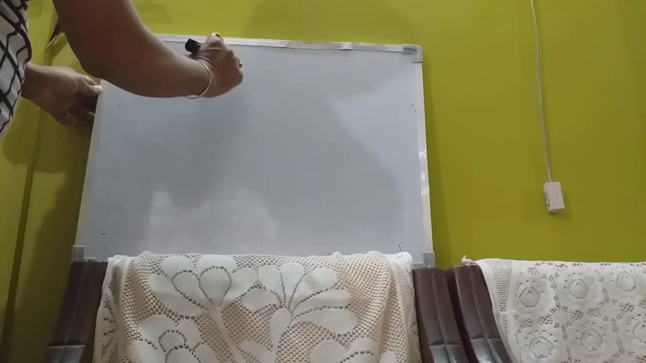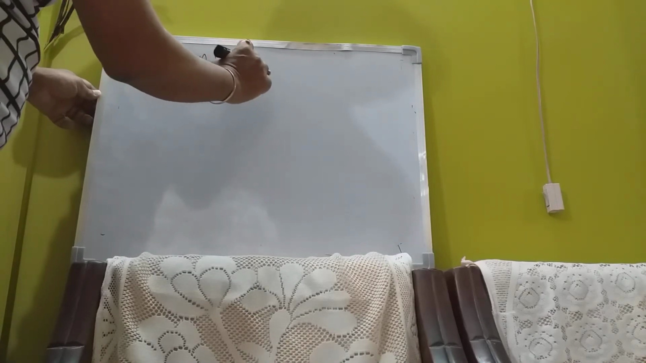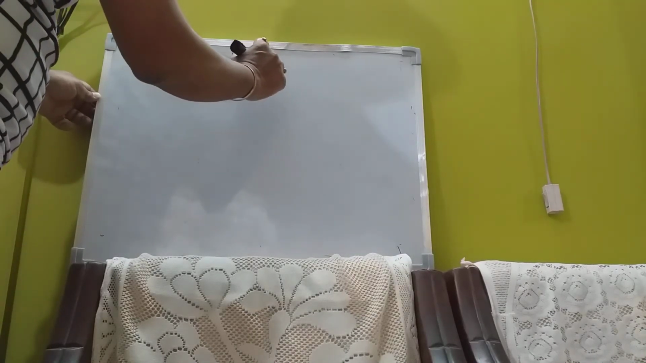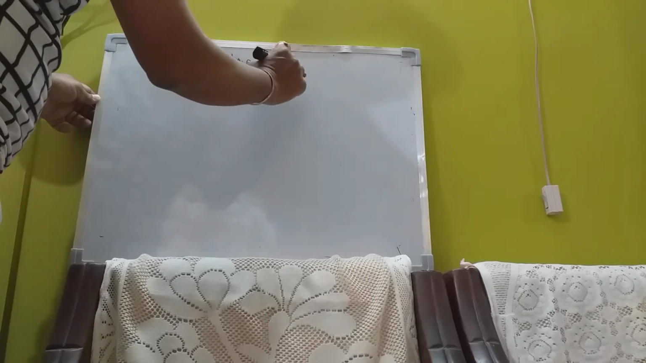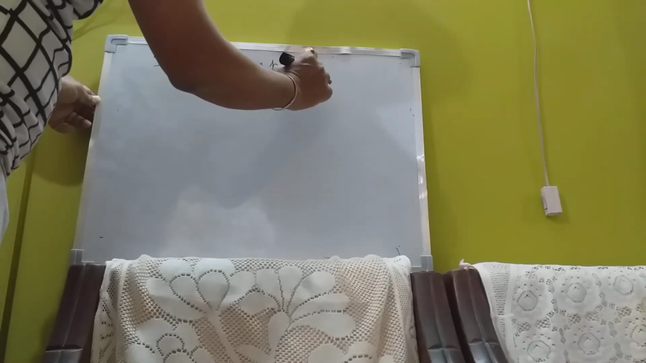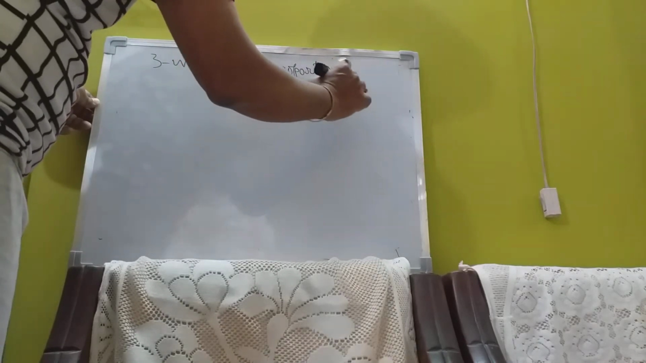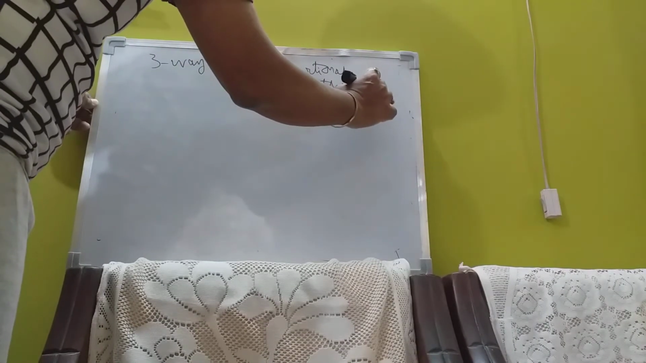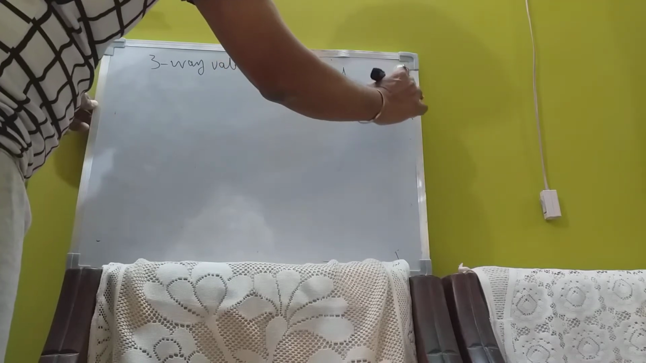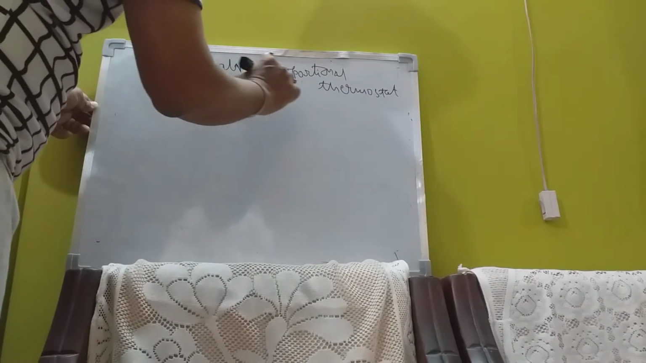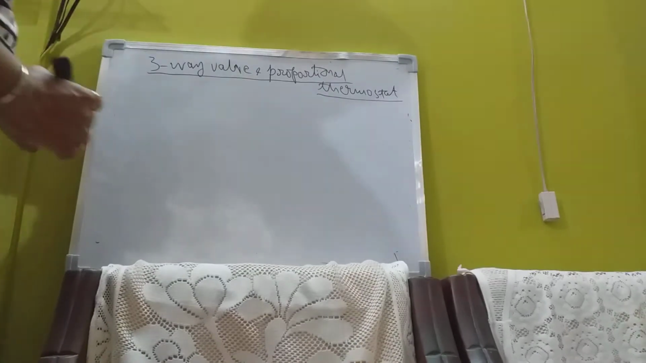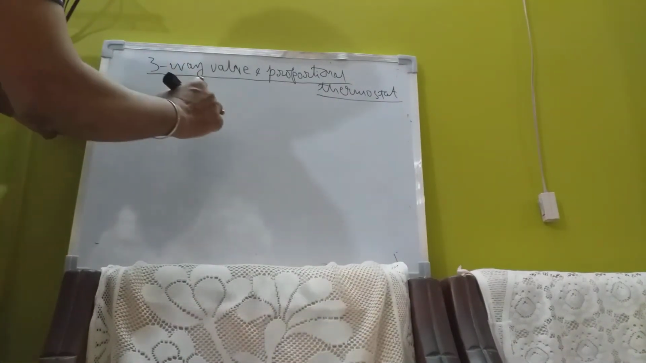The first topic is three-way valve and proportional thermostat. I am writing it down: three-way valve and proportional thermostat. It covers units 3 and 4 both. It is there in both the chapters. Let me draw the diagram first.